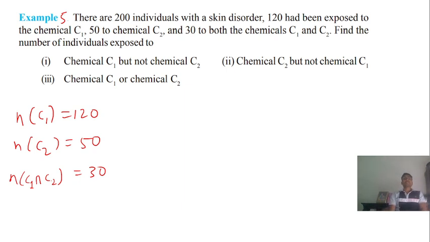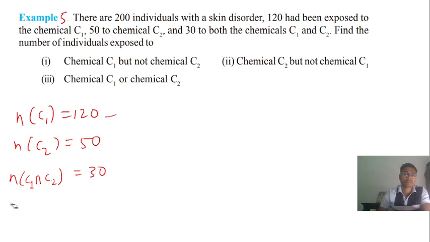We have to find the number of individuals exposed to chemical 1 but not chemical 2, chemical 2 but not chemical 1, and chemical 1 or chemical 2. Okay, we will definitely find it. Actually there are 200 individuals in total.